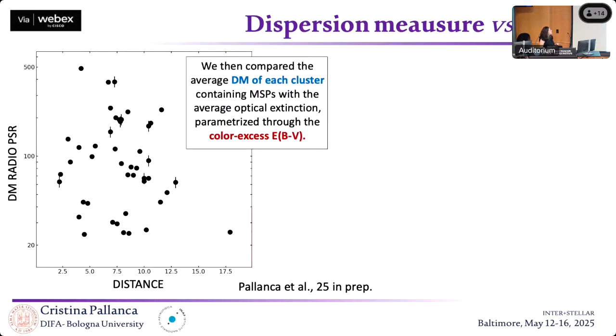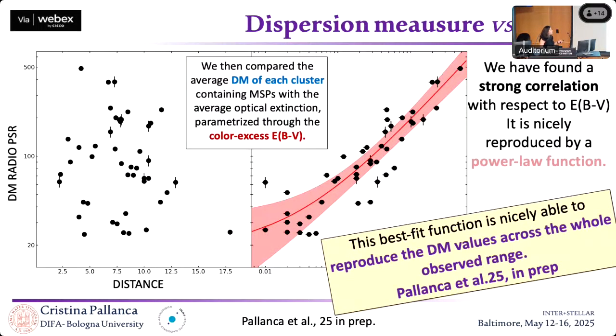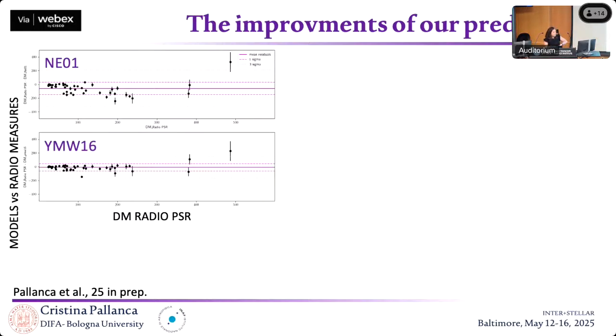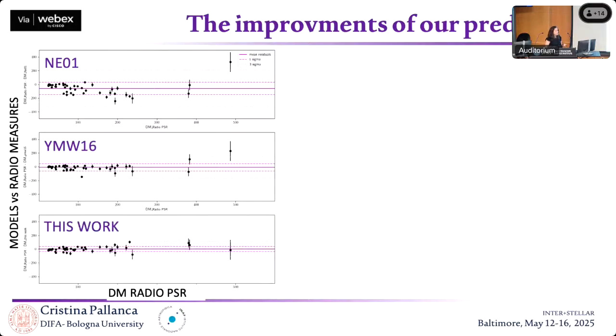So this was the plot before. Now, if we plot the dispersion measure as a function of the extinction, we find a very nice correlation, and it can be reproduced by a power law function. This is very interesting because it means that if you have a value of the extinction for a globular cluster, and basically you have it for the entire list of globular clusters, you immediately have a first guess of the dispersion measure.